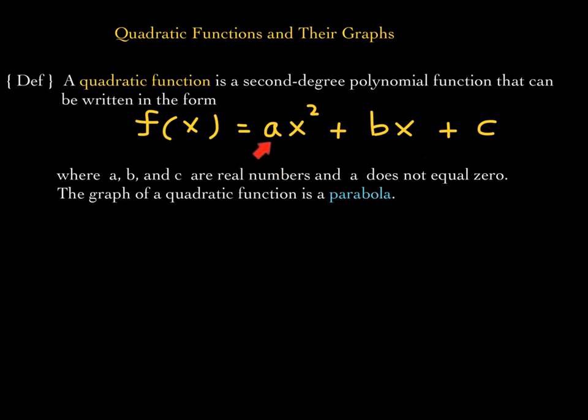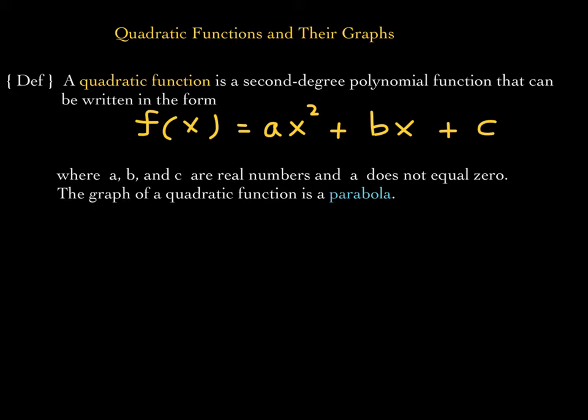Now here a, b, and c are any real number and a is not 0. If a were 0, then you would have 0 times x squared, and so this whole term would just be 0, and then the highest power at that point would be degree 1, and then this would no longer be quadratic, it would be linear.